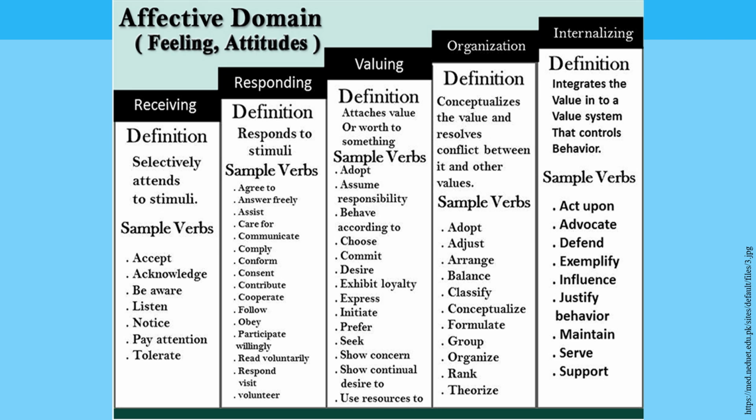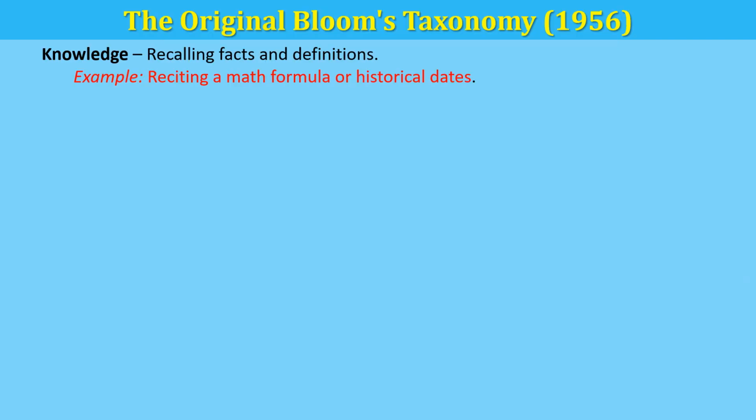Simple verbs. The original Bloom's taxonomy in 1956 acknowledged the ability to recall specific and universal methods and processes, or patterns, structures, and settings. This refers to the recall of facts, definitions, or concepts. At this level, students simply memorize information, for example reciting a math formula or historical dates.